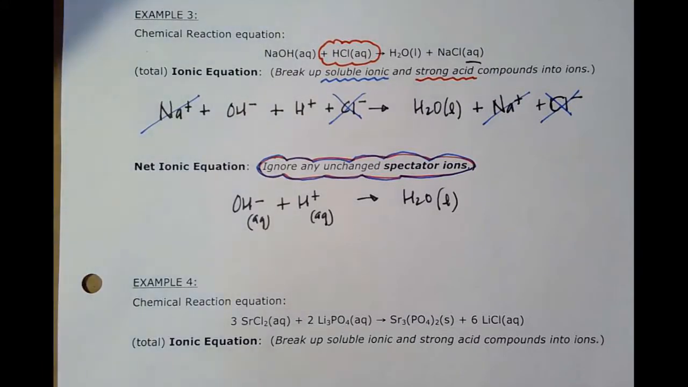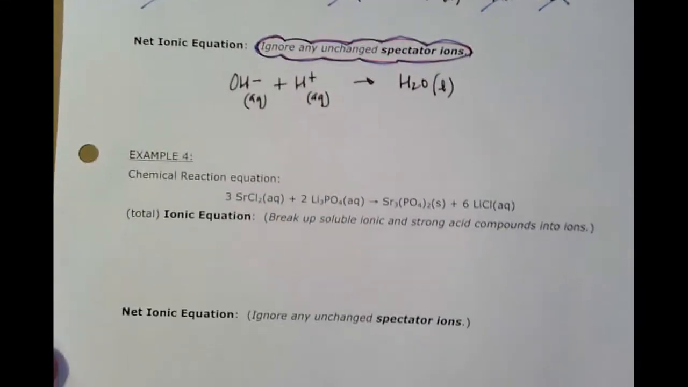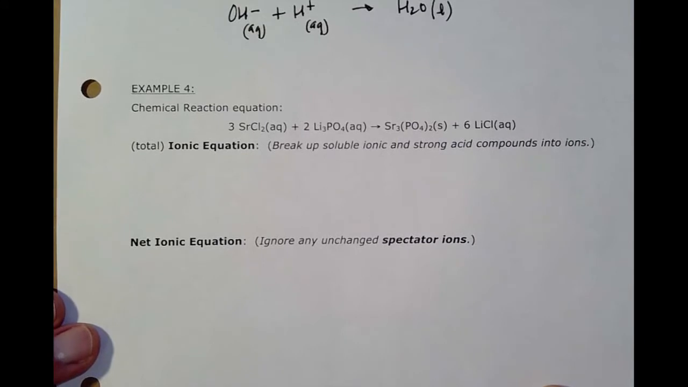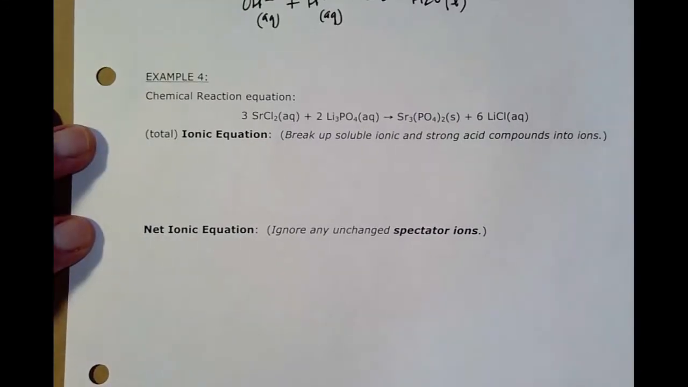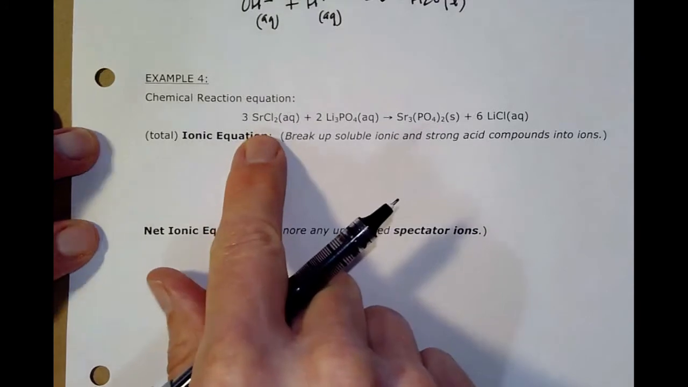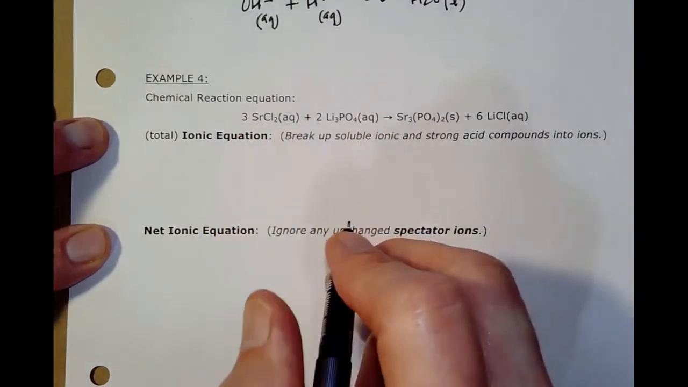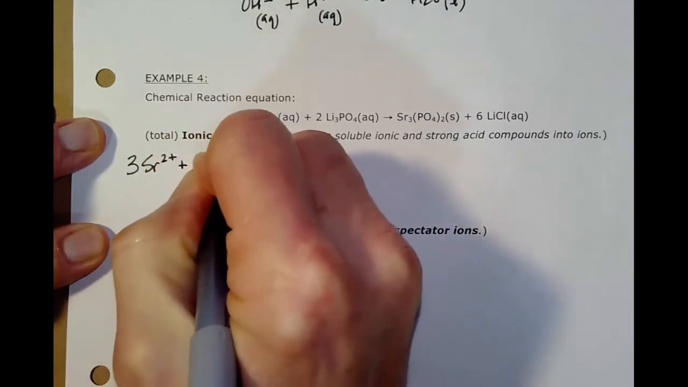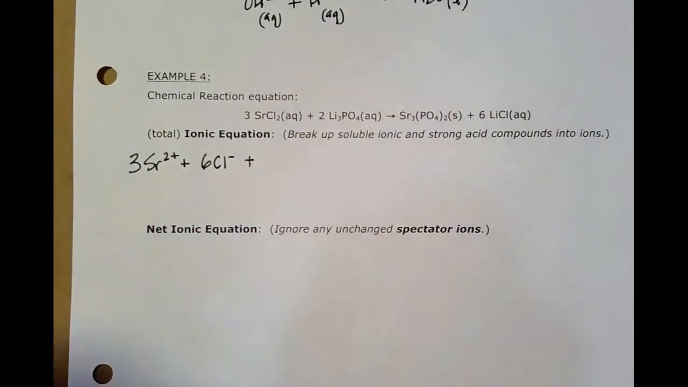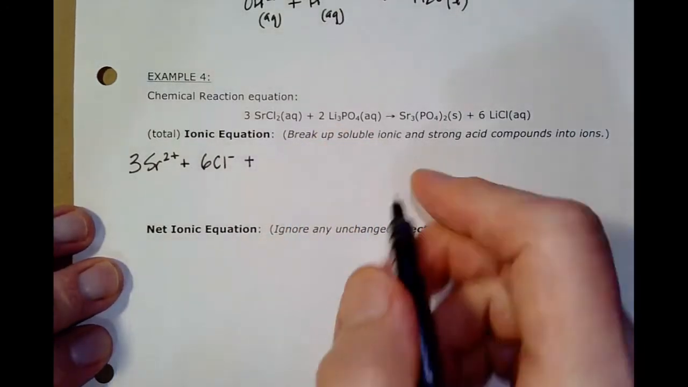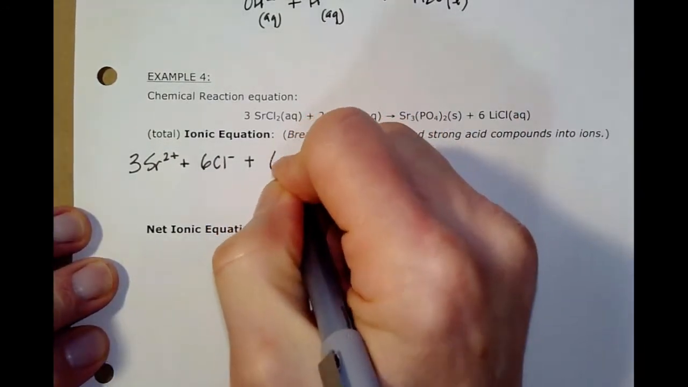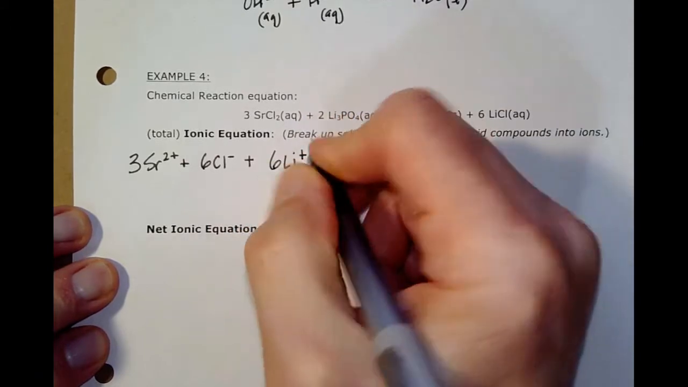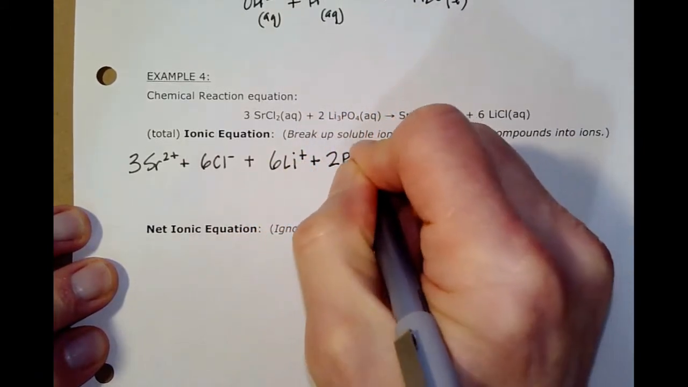Let's try one that's just a little messier in terms of having the numbers. Example number 4 here. Same thing. 3 strontium chloride. 3 strontium plus 6 chloride. Now again, if that doesn't make sense, it's a good time to stop the video and say, wait, how do you get the 3? How do you get the 2? Got these 2 lithium phosphates, gives me 6 lithium plus 2 phosphates.